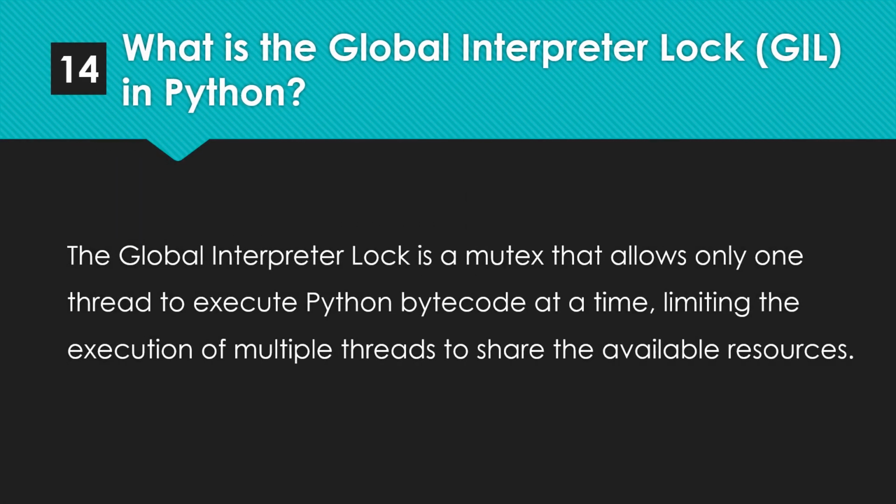What is the global interpreter lock in Python? It is a mutex that allows only one thread to execute Python bytecode at a time, limiting the execution of multithreads to share the available resources.